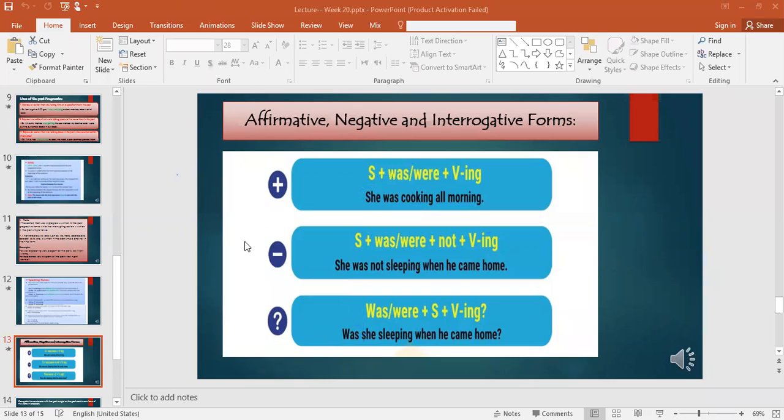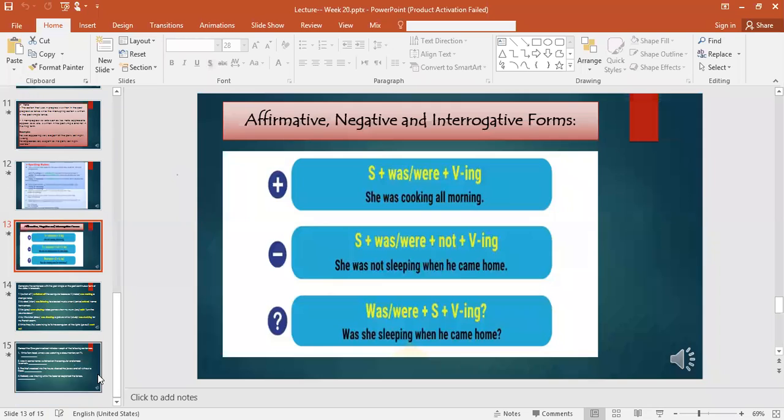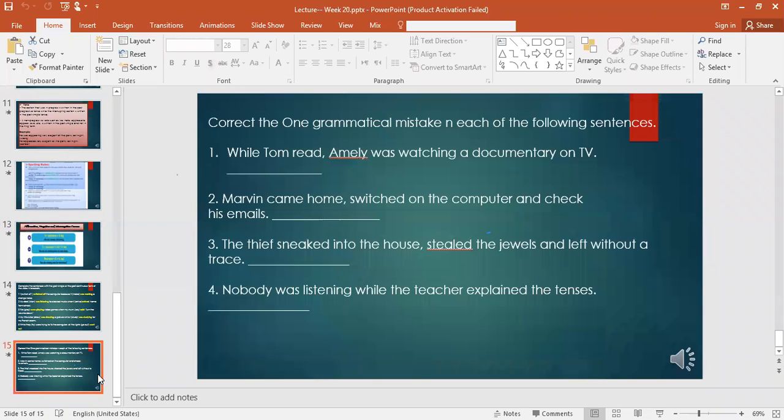And let's see, what do we have? Correct the one grammatical mistake in each of the following sentences. There is one grammatical mistake in each of these sentences. We have to correct them. Yalla, let us start. Yes, Huda. Start with the first sentence. While I am read, Emily was watching a documentary on TV.